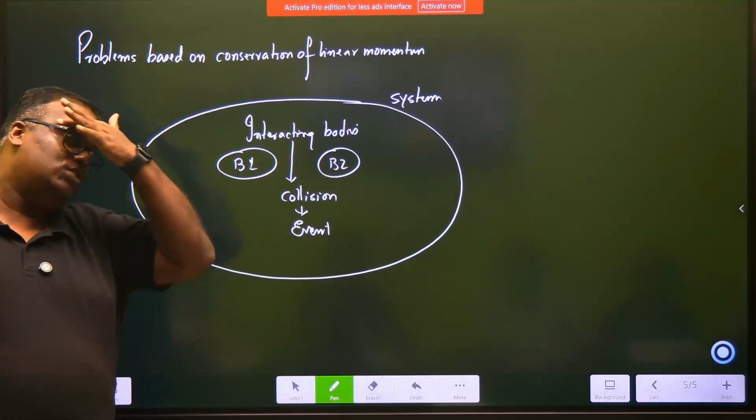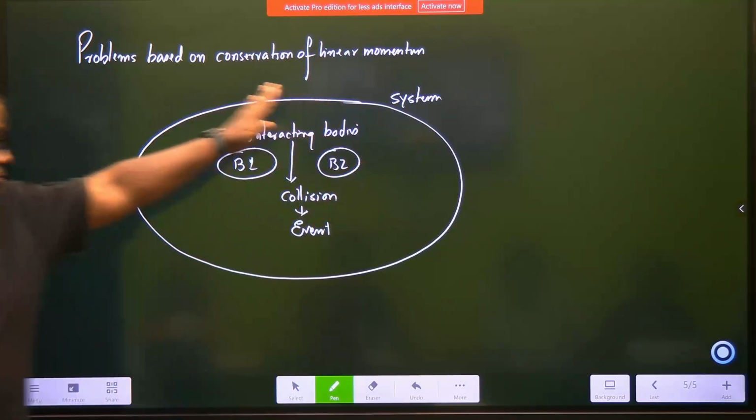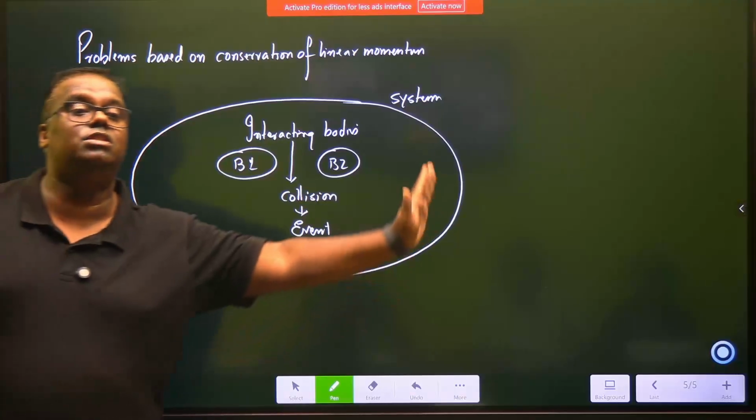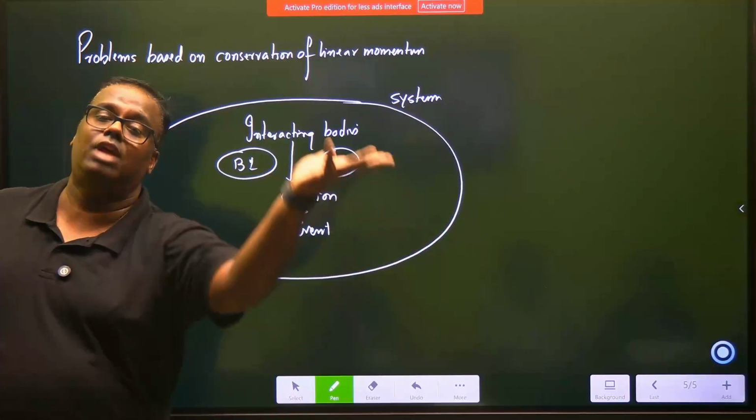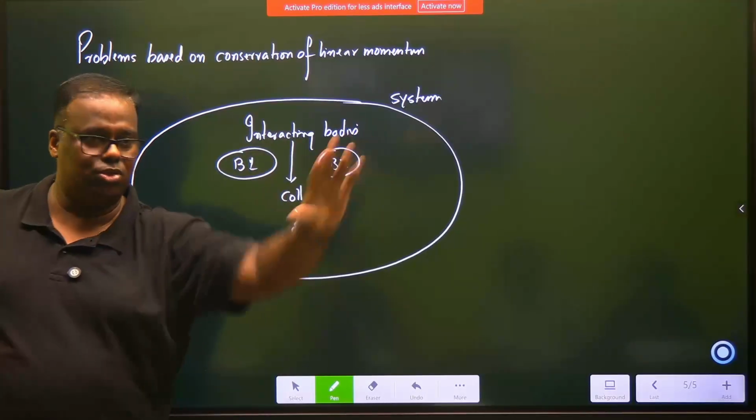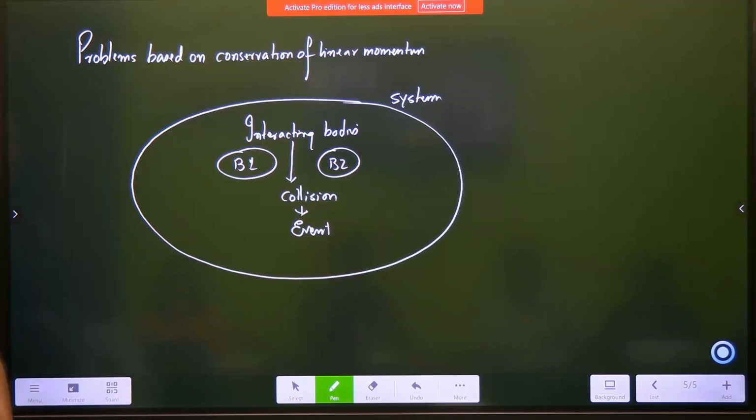What does the law of conservation of linear momentum say? It says that the momentum of this system is conserved. Neither can you add it nor can you destroy it. However, one thing may happen.